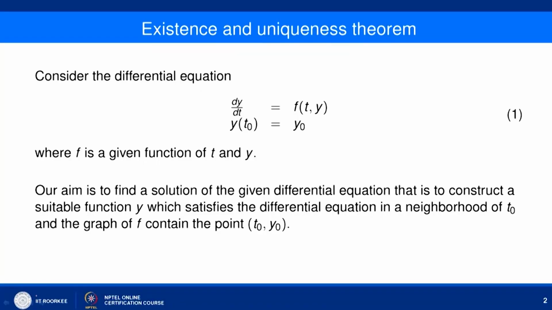So what is the problem? Consider the differential equation dy by dt equal to f(t, y), with the initial condition y(t0) equal to y0, where f is a given function of t and y. Our aim is to find a solution of the given differential equation, that is, to construct it. It means we need to find a suitable function y which satisfies the differential equation dy by dt equal to f(t, y) in a neighborhood of t0, and the graph contains the point (t0, y0).